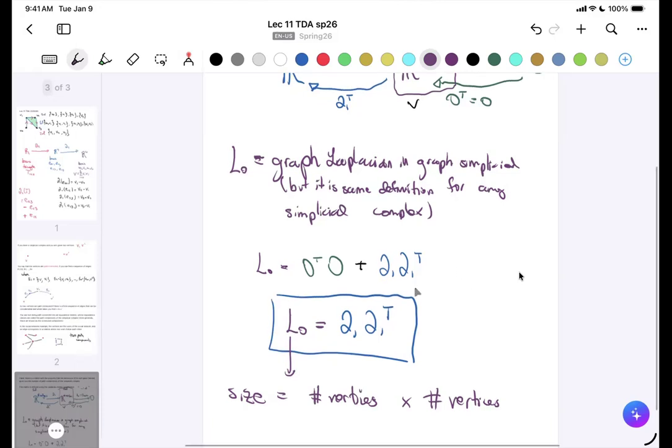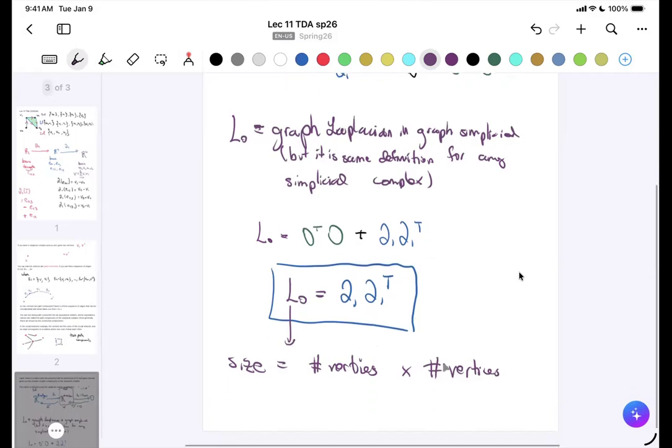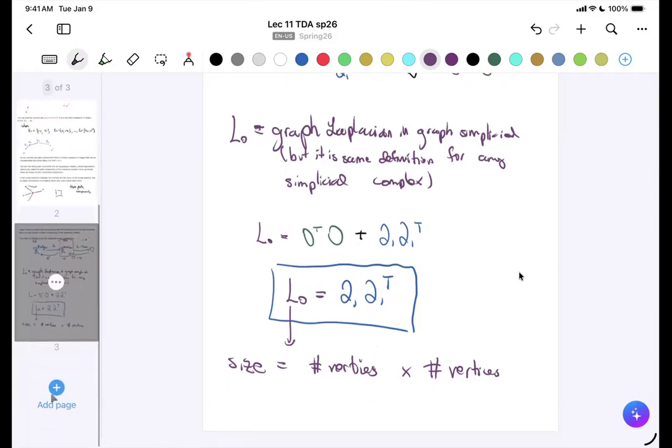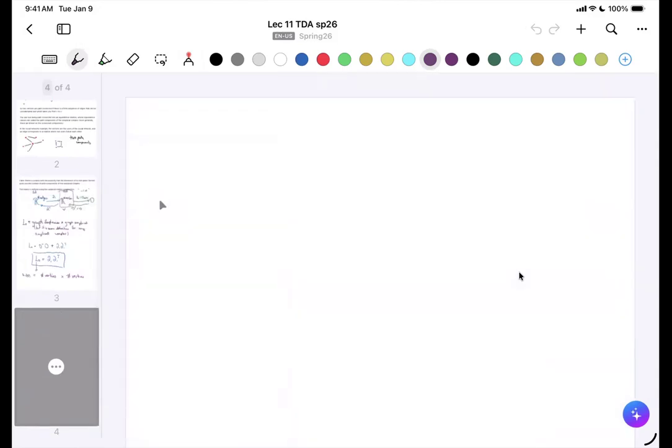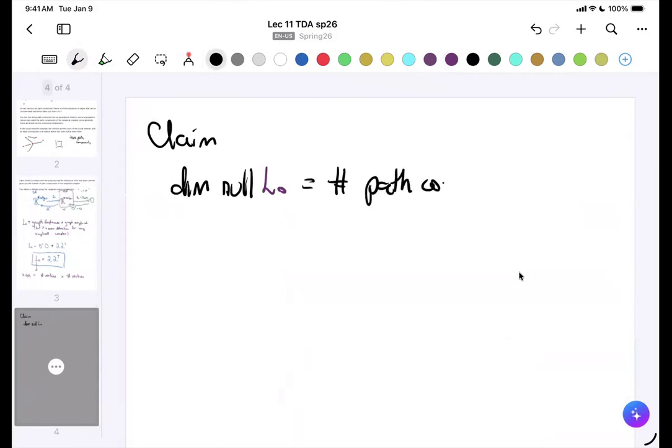Okay, so now what I'm going to try to justify is my claim that this actually is related to the number of path components. So far, so good. Is it making sense? Questions up to this point? Okay, so my claim is that the dimension of the null space of this matrix is the number of path components.